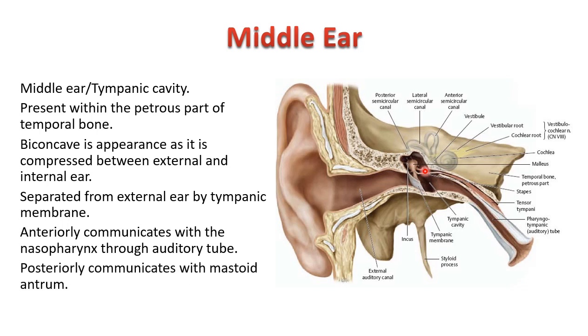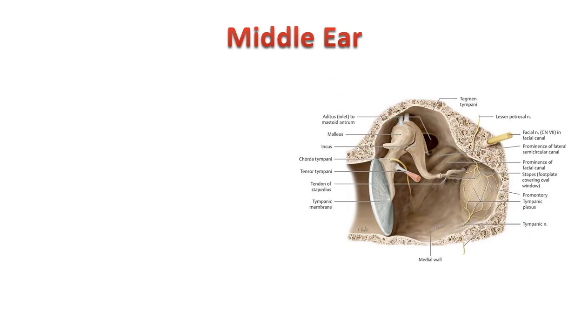Okay, so it communicates with the mastoid antrum through the auditory tube to the mastoid antrum. These are the two communications: anteriorly with the auditory tube and posteriorly with the mastoid air cells. So now we will try to understand the features of the middle ear cavity.